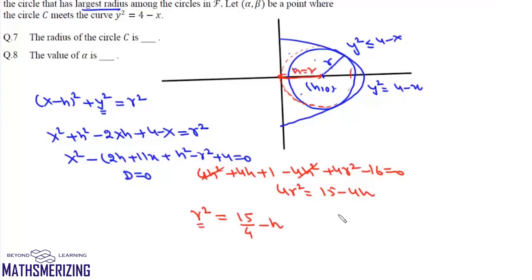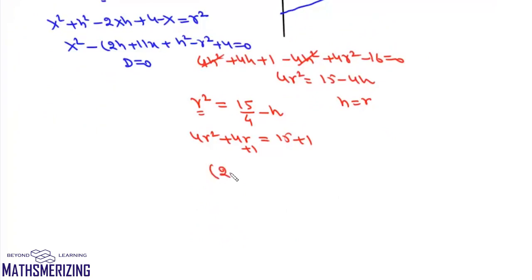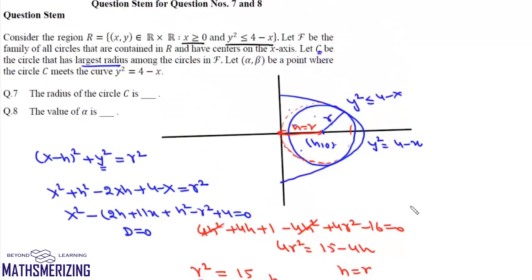So for this largest circle, this h must be equal to r. Now if we put h as r, we get 4r square plus 4r will be equal to 15. Now we'll add 1. So we'll get 2r plus 1 whole square will be 16, or 2r plus 1 equals 4. Value of r is 3 by 2. So the radius of the largest circle will be simply 3 by 2. So the answer to this first part is 3 by 2.